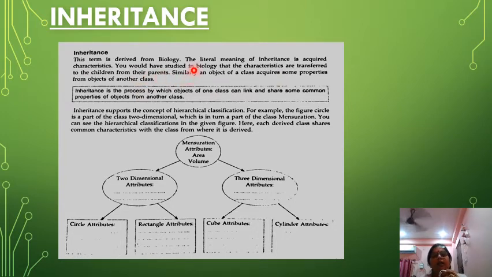Similarly, in inheritance, an object of a class acquires some property from objects of another class. In a single line, we can say that inheritance is the process by which objects of one class can link and share common properties of objects from another class. See, it has been shown with the help of diagrams. See, it is a wall area, volume, two dimension, three dimension attributes, cube attribute, circle, rectangle, cube attributes. Okay, go through the diagram.